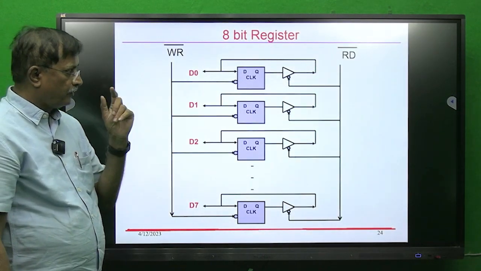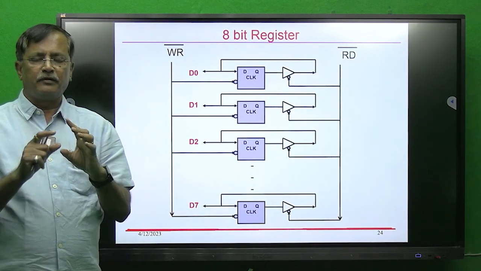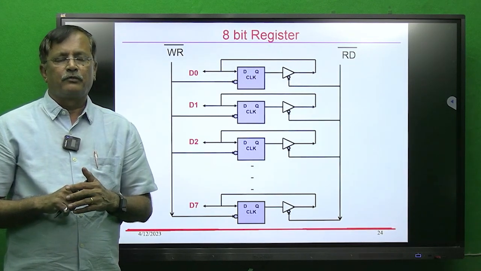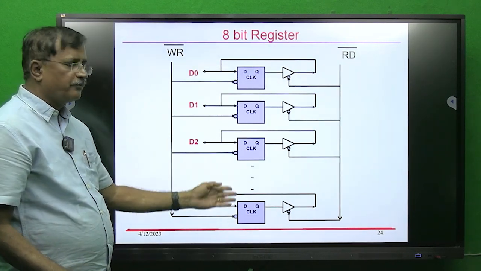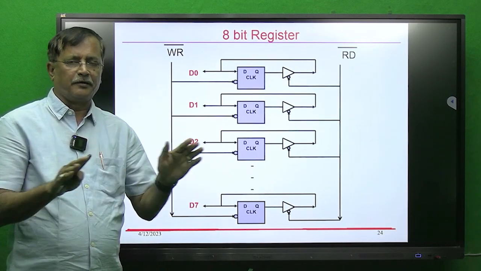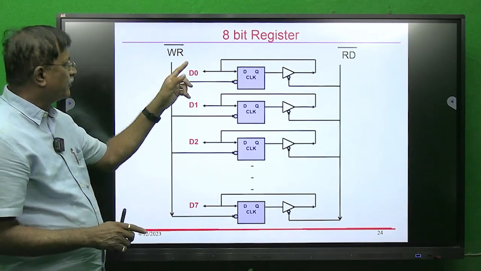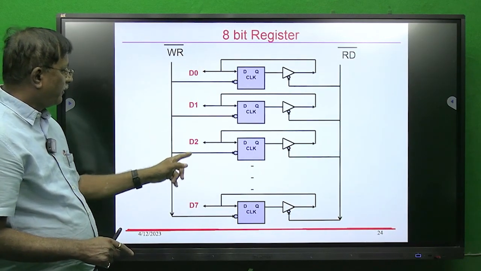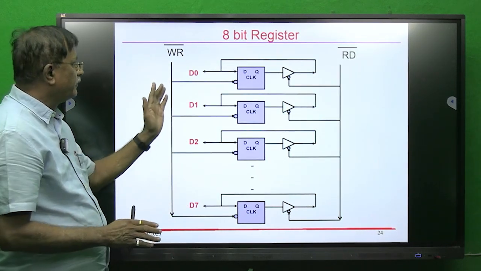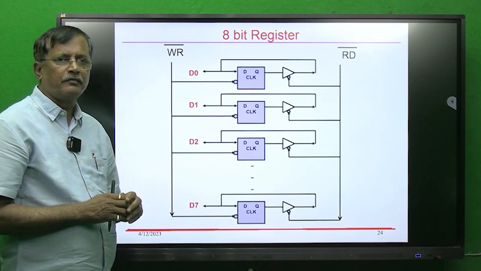Now one flip-flop will store 1 bit data, but actually a memory location will store 8 bit data. So you will need 8 flip-flops which will be activated at a time. All 8 flip-flops will be activated at a time. So you can write 8 bit data D0, D1, D2 up to D7 in these flip-flops at once. At once you can store an 8 bit number.